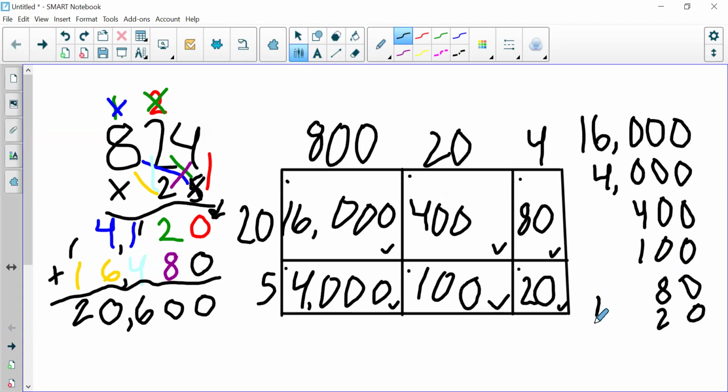Now, if this is too much for you to add, you don't have to add them all up together like this. You can split them up some. So let's start with our ones place. You always start with the ones place. Or you start with whatever is the smallest number or the smallest place value. So 0 plus 0 plus 0 plus 0 plus 0 plus 0. Easy. 0. Tens place. 0 plus 0 plus 0 plus 0 plus 8 plus 2.